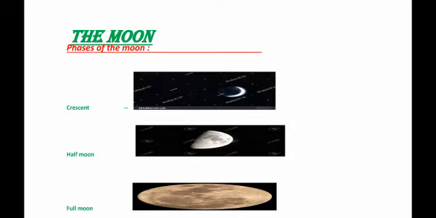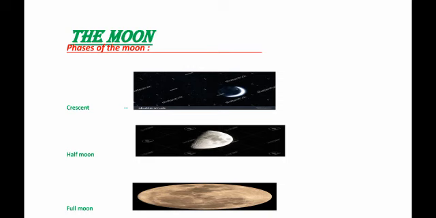Okay. So as we see the moon changing its shape, it makes something called phases of the moon. Phases of the moon means the shapes of the moon that we see in the night sky. The shapes of the moon that we can see in the night sky.